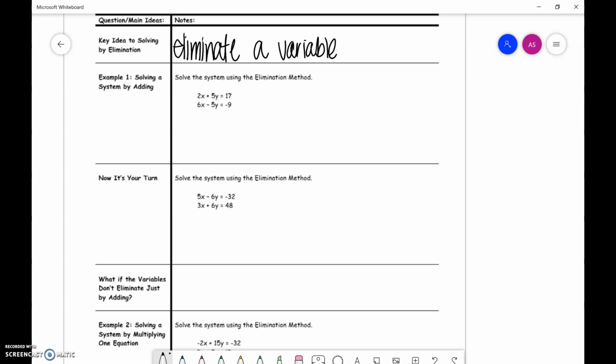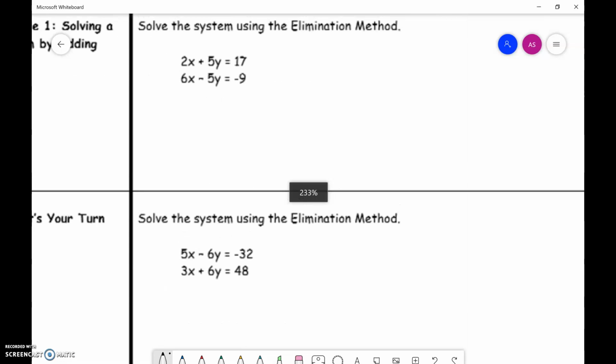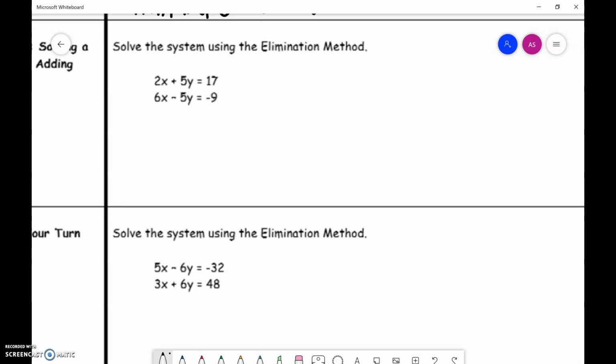When you eliminate one of your variables, it's up to you. You may want to eliminate x, you may want to eliminate y. Of course, one may be easier than the other, so you'll see that as we go through some of the problems.